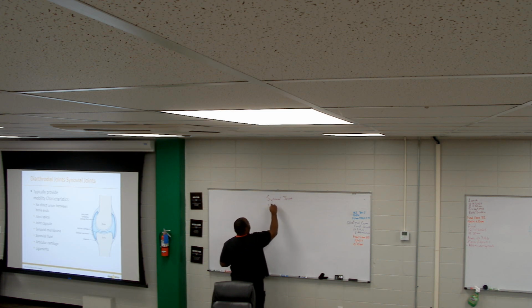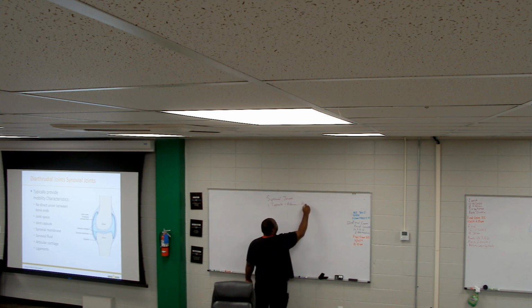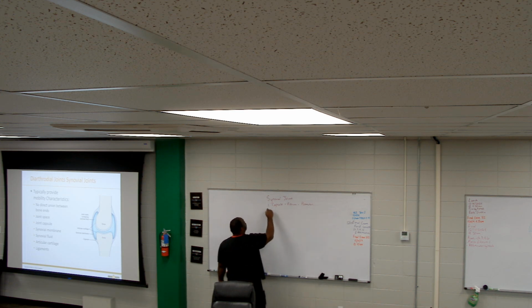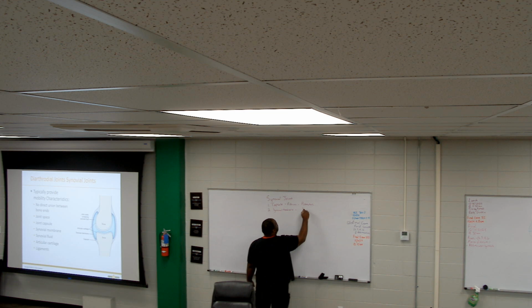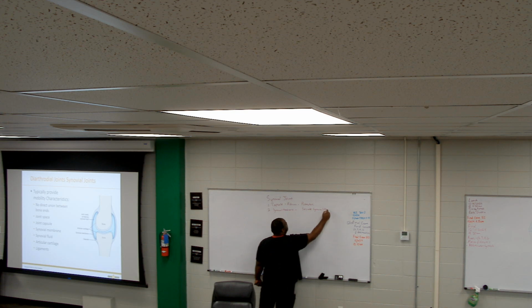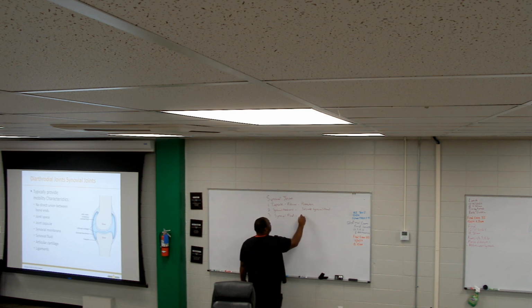One, a capsule. So we're going superficial to deep when we're discussing the capsule. Know that it's fibrous. Protection is its function. Two, synovial membrane. Function, secrete synovial fluid. Three, synovial fluid. Feeds and protects the joint.